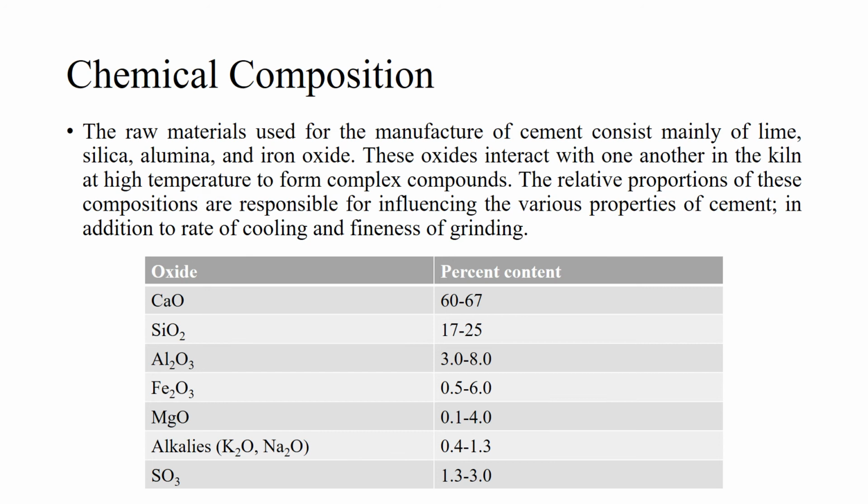Chemical composition. The raw materials used for manufacture of cement consist mainly of lime, silica, alumina and iron oxide. These oxides interact with one another in the kiln at high temperature to form complex compounds. The relative proportions of these compositions are important for influencing the various properties of cement like strength, setting time of cement, etc., in addition to rate of cooling and fineness of grinding. The table below shows the approximate oxide composition limits of ordinary Portland cement.